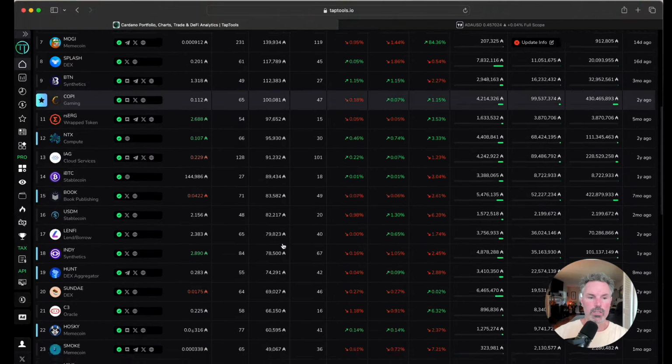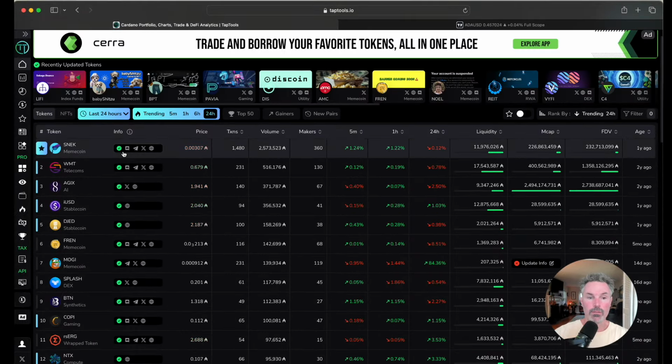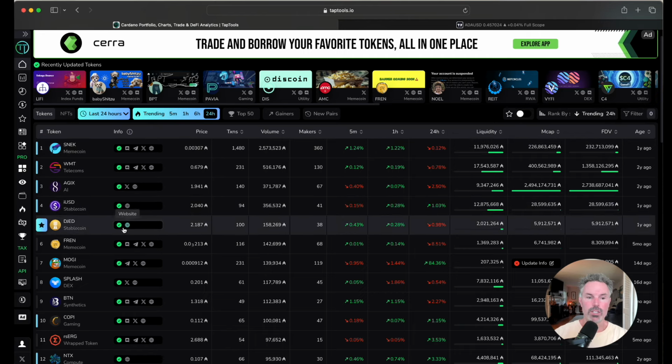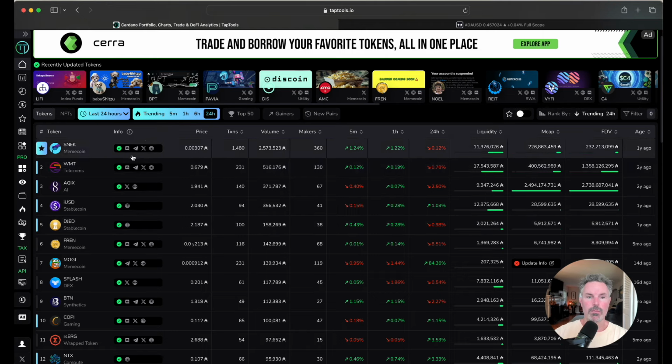It's just going to show you all of the tokens. It's going to give you their information as far as their Discord. You can click right to their Discord. Telegram is going to link you to their Twitter account, their website, if they have it. JED is a stable coin. It doesn't have any of that, which is a really amazing feature.